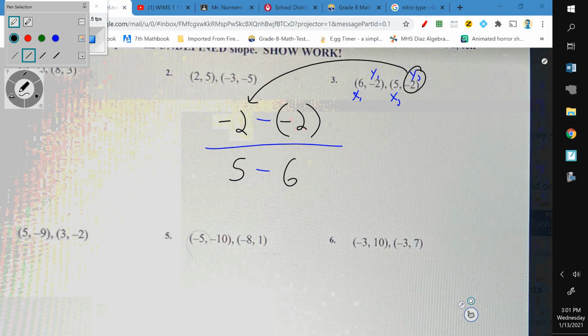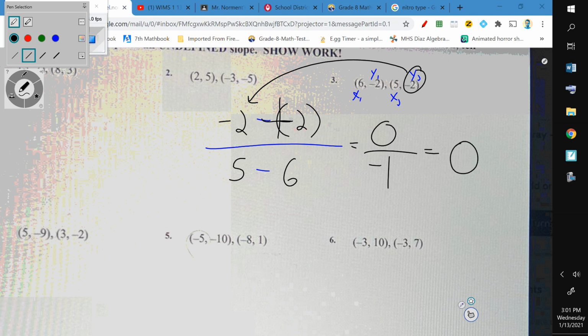Now it's just solving. Negative 2 minus negative 2 is a 0, because that's technically negative 2 plus 2. And when you add opposites, you always get 0. And 5 minus 6 is negative 1. Okay? Now, I'm going to take my calculator out because I'll be honest, I have no idea if this is undefined or if it's 0. It's either one or the other. So let me get my calculator. Let me put 0 divided by negative 1, and I get 0. So this has a slope of 0.